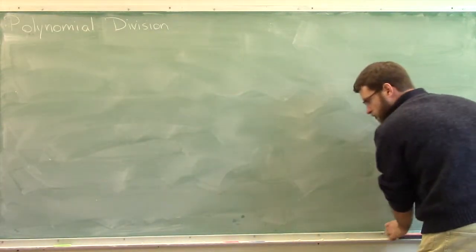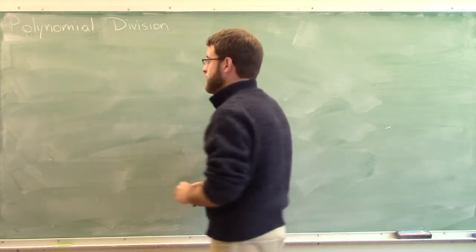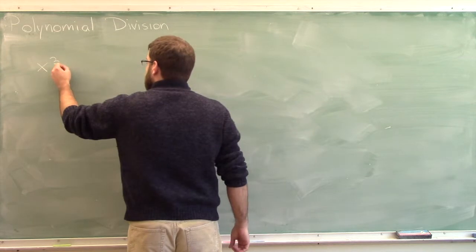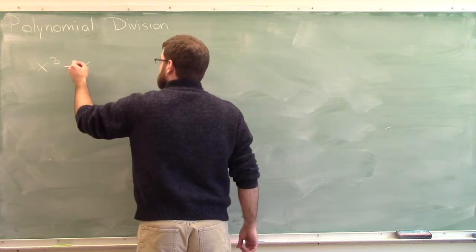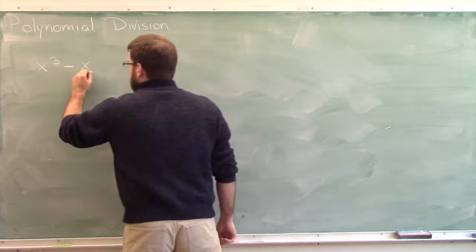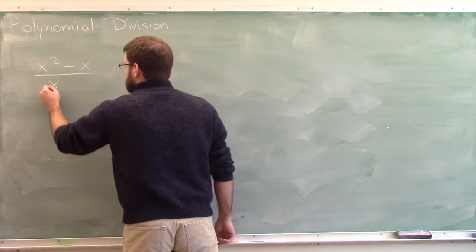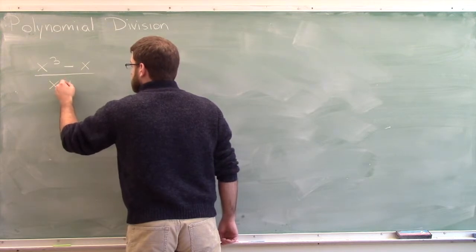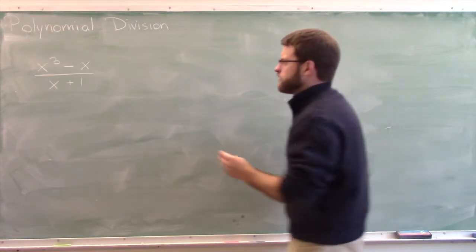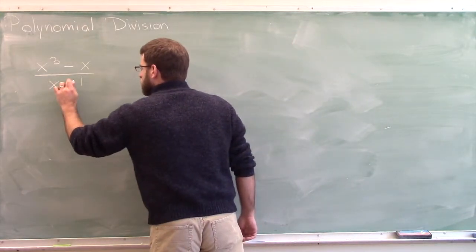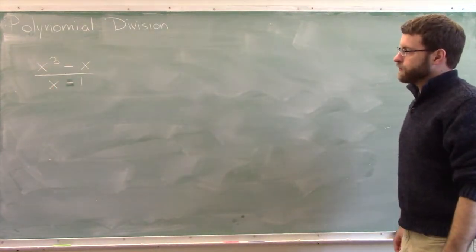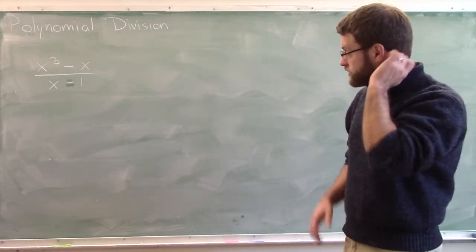So as a second example of polynomial division, let's take x cubed minus x. And then I want to divide that by, well, let's make it even easier. Let's divide that by x minus 1. Okay? So I claim that this is going to divide evenly.